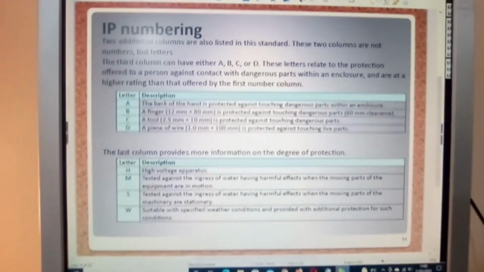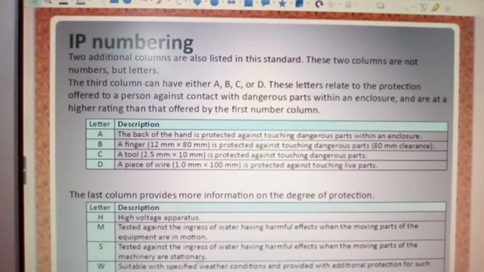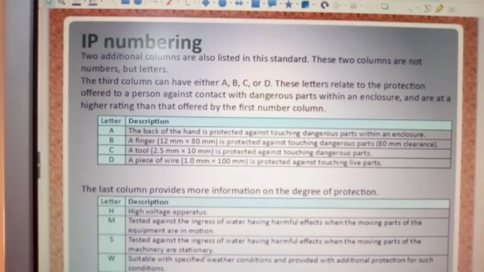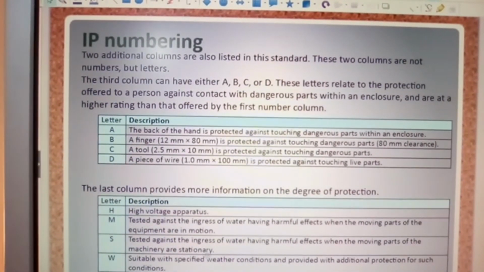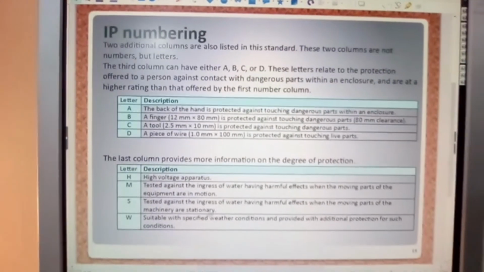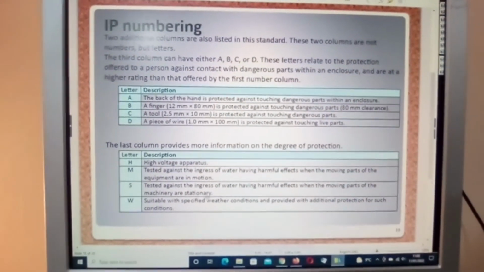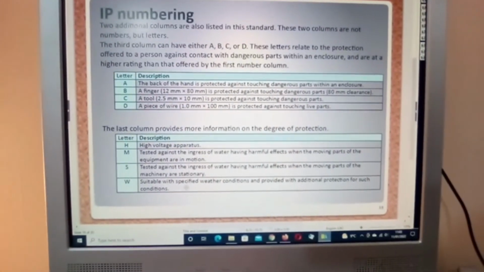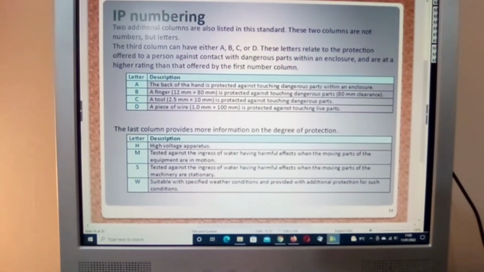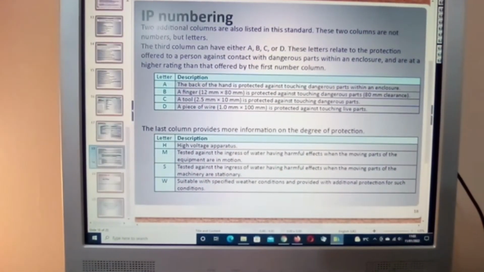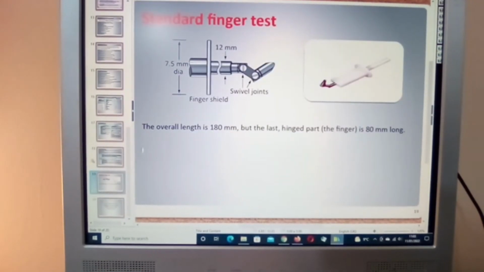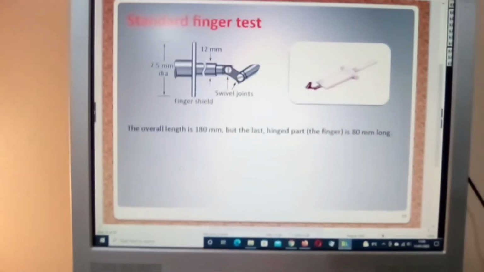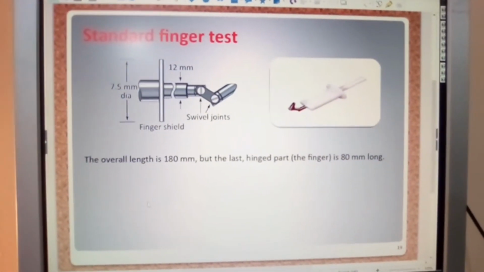IP numbering system continues. Okay. And this is your finger test. Now, don't get any rude thoughts, please.